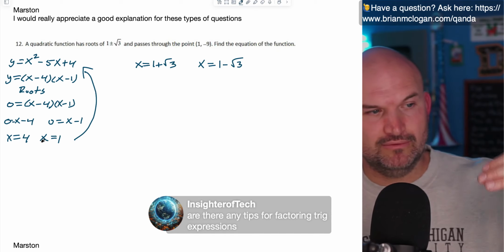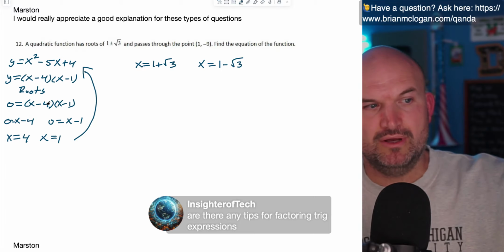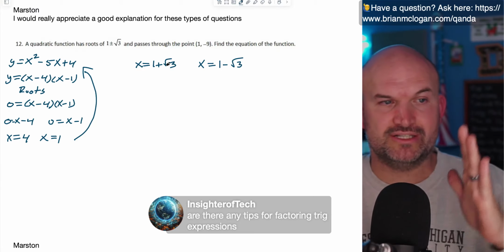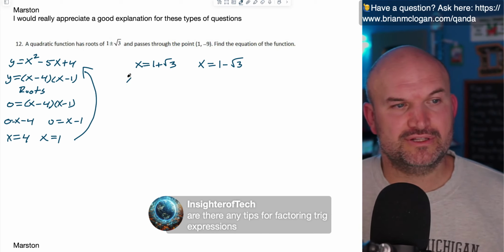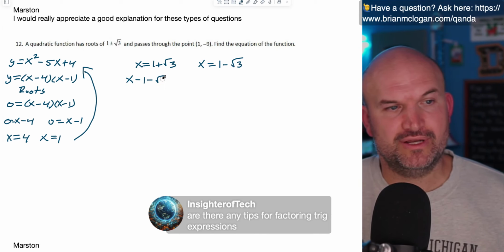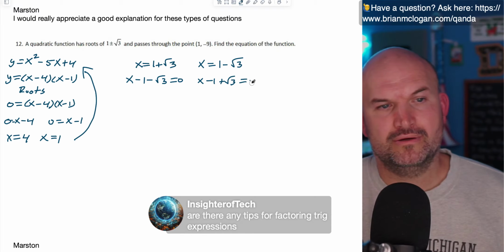Okay, so we had them set equal to x. Now, if we want to rewrite them set equal to 0, what I need to do is subtract the 1, subtract the square root of 3, and subtract the 1, add the square root of 3. So x minus 1 minus the square root of 3 equals 0. And then here, x minus 1 plus the square root of 3 equals 0.